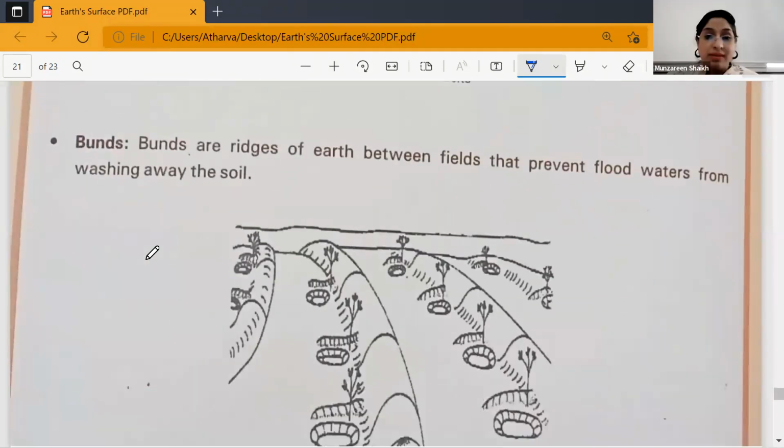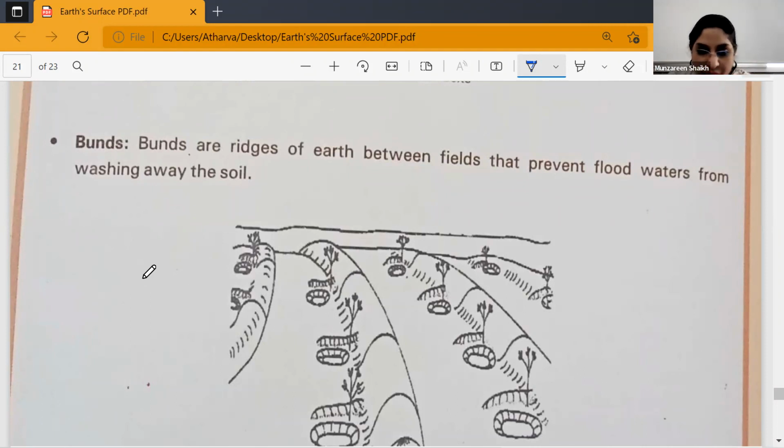That is bunds. Bunds are ridges of earth between fields that prevent flood water from washing away the soil. It is visible even in most of the fields. If you see the fields, most of the farmers do this. What they do, they tie bunds. Why do they do that? So that it would prevent flood waters from washing away the soil.